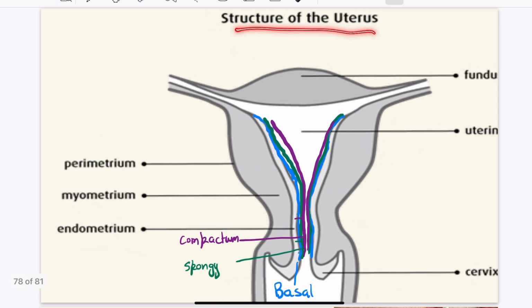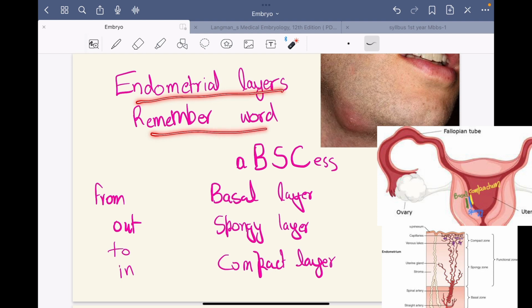Here we again discuss the structure of the uterus. From the outer to the inner layer, we have first the basal layer of the endometrium, then the spongy layer of the endometrium, then the compactum layer of the endometrium. Only the basal layer remains after menstruation. Both the compact and spongy layers are removed in the form of clots and blood. For the endometrial layers, remember the word ABSCESS. Here is the abscess, that is a pustule cavity that is formed. So for B we have the basal layer, for S we have the spongy layer, and for C we have the compact layer. This is from out to inwards.